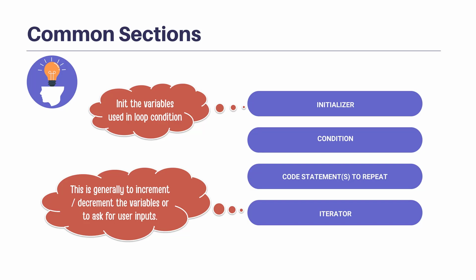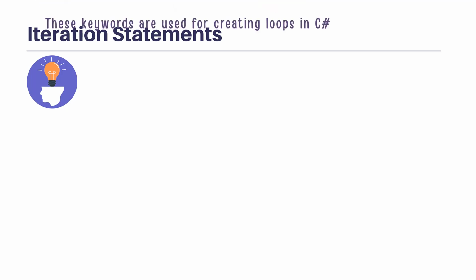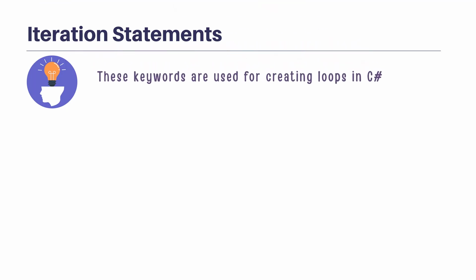Now let's move on to the next section. In this section, we are going to have a look at iteration statements. The iteration statements are the statements which can be used to program the loop. There are 4 keywords which can be used for this purpose.